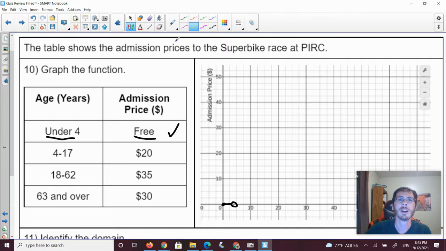Done. If we're 4 to 17 years old, so we want to go just straight up from our open circle, but we have to pay $20. So we know we have to pay $20 if we're 4 years old. Hopefully our parents are paying. And then 17, so 10, 12.5, 15, 17.5. 17, well, when you're 17, you still have to pay that, so you got to do another closed circle.